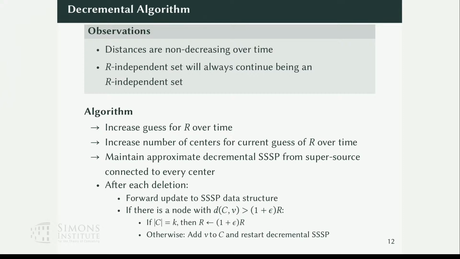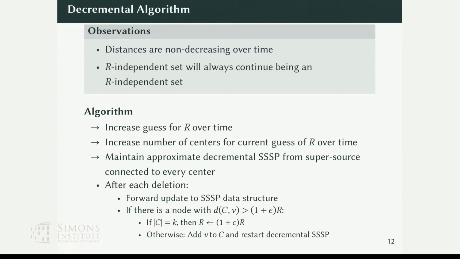And after each deletion, you update this single source shortest path data structure. And if some node is not covered anymore, if the distance is more than 1 plus epsilon R to any center, then you check if you exceeded your budget, if you already have k centers that you chose. Then your guess of R is not good enough anymore. You need to increase it and do the next phase of your algorithm.